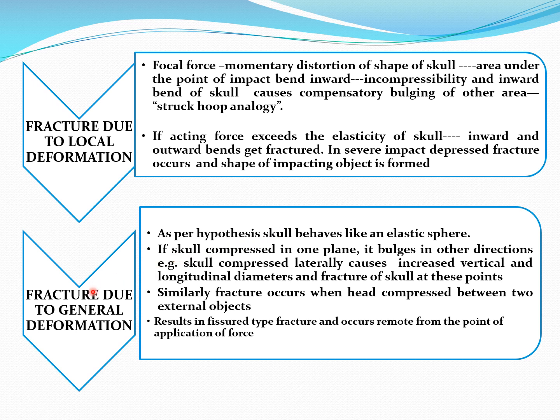According to the hypothesis of fracture due to general deformation, the skull behaves like an elastic sphere. If the skull compresses in one plane, it bulges in the other direction. For example, when compressed laterally, it causes increased vertical and longitudinal diameters and fracture of the skull at these points. Similarly, a fracture occurs when the head is compressed between two external objects, resulting in a fissure type fracture that occurs removed from the point of application of the force.